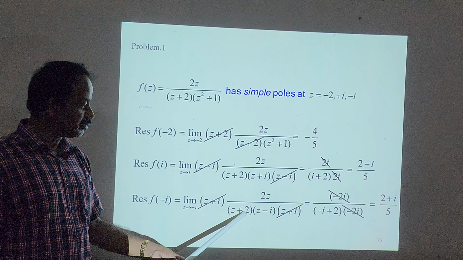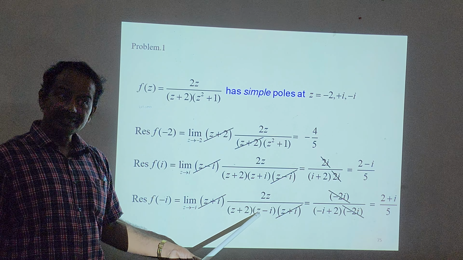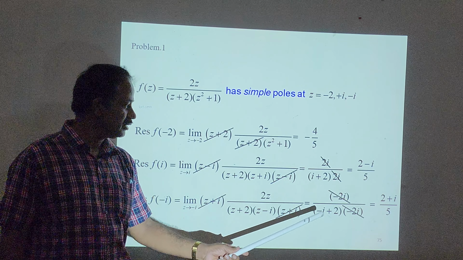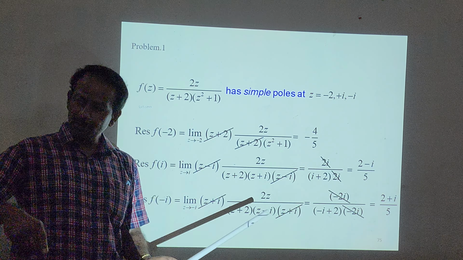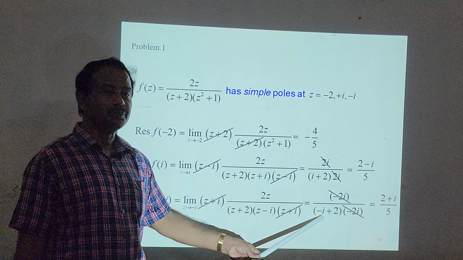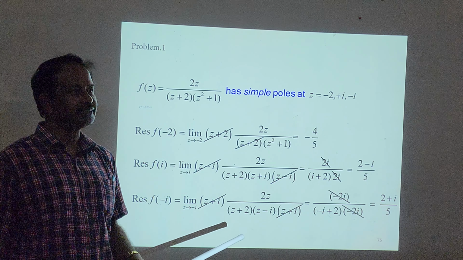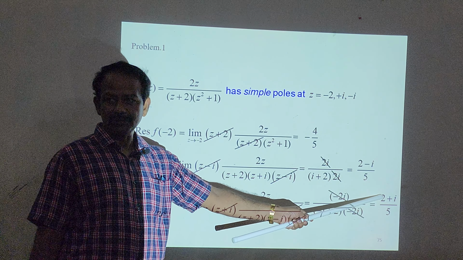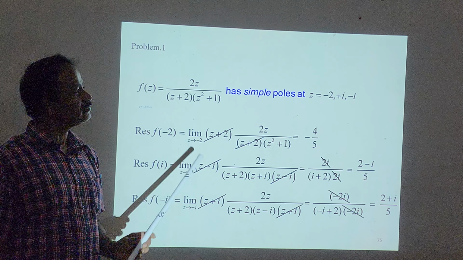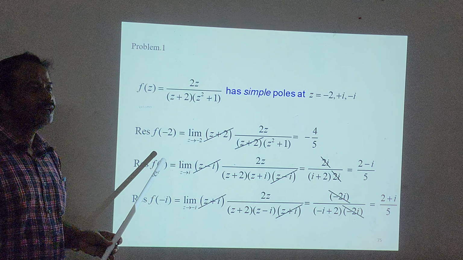So this becomes minus i plus 2. This becomes minus i minus i, so this becomes minus 2i. So you have minus 2i. Both will get cancelled. Minus i plus 2, you have to take the complex conjugate, plus i plus 2, divided by plus i plus 2. As usual, you will get 5. So plus i plus 2, so 2 plus i divided by 5. Very simple one. So they are all 1 mark questions.